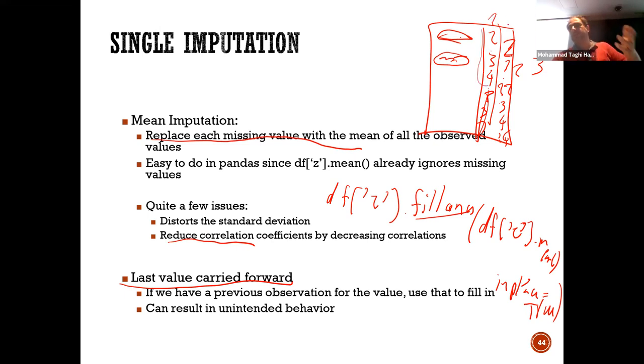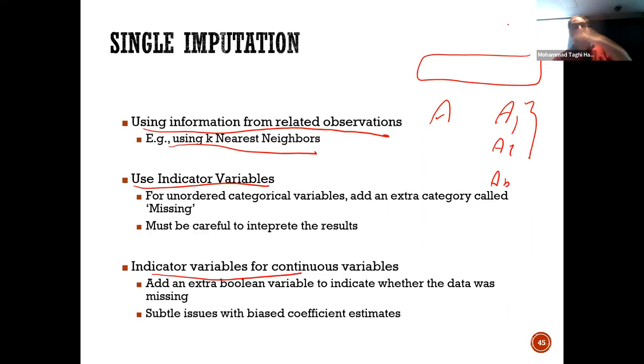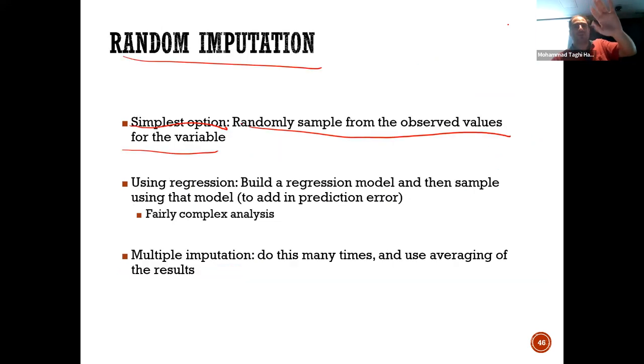So it was 1/2 of the time 2, 1/4 was 3, 1/4 was 4. According to this distribution, I will fill in the rest. So with probability 1/2, I will draw 2. With probability 1/4, I draw 3. And with probability 1/4, I will draw 4. And then fill in this. This might be better than just putting the mean essentially. At least somehow it tries to keep the standard deviation more realistic.